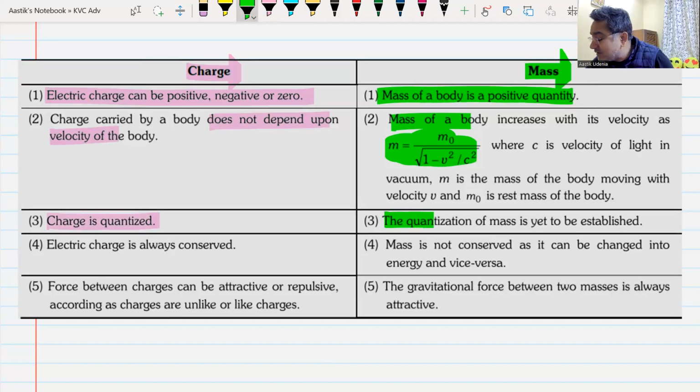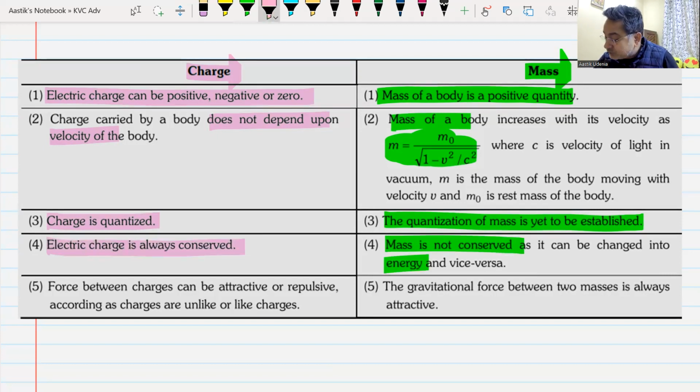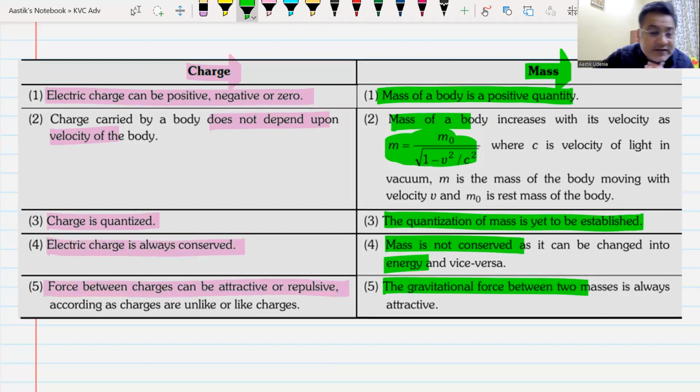Charge is quantized. Mass quantization, we are still working on it. The Higgs boson particle is probably the particle that gives everyone its mass. Electric charge is always conserved. Mass can be converted into energy, E equals mc squared. Electric force can be attractive or repulsive. Gravitational force is always attractive. We understand this? I'll give you 2 minutes to note this down.